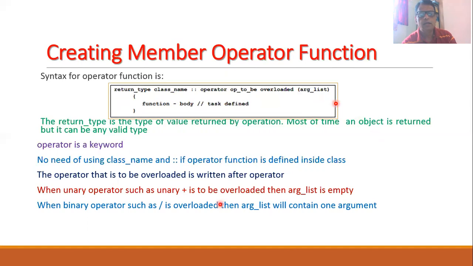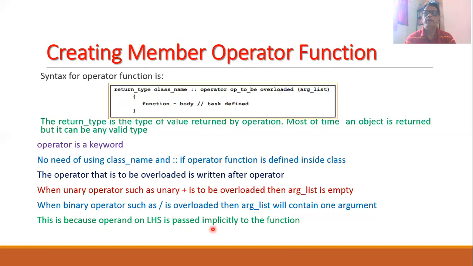If your operator is a binary operator such as the slash operator, then the argument list will contain only one argument, and that will be the right hand side argument. Observe that the left hand side argument will be passed implicitly, meaning automatically, to the function. You need not pass it explicitly. Only the right hand side argument has to be passed explicitly. Therefore, whenever you overload a binary operator, you need to write one argument over here, and that is the right hand side argument.